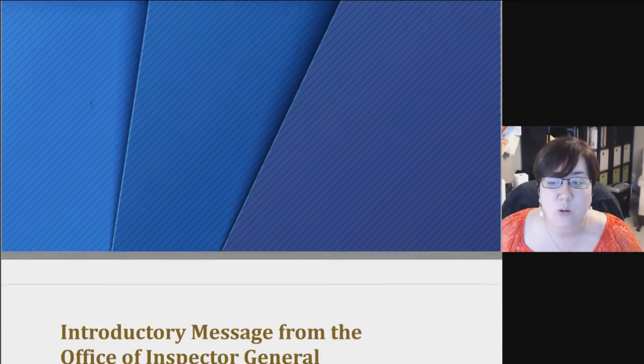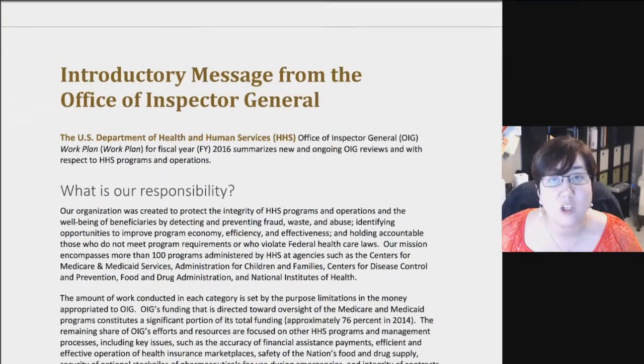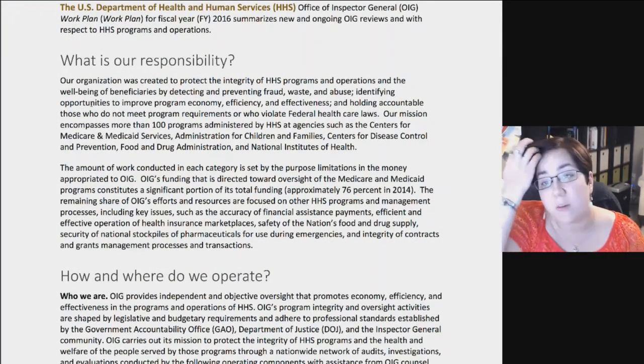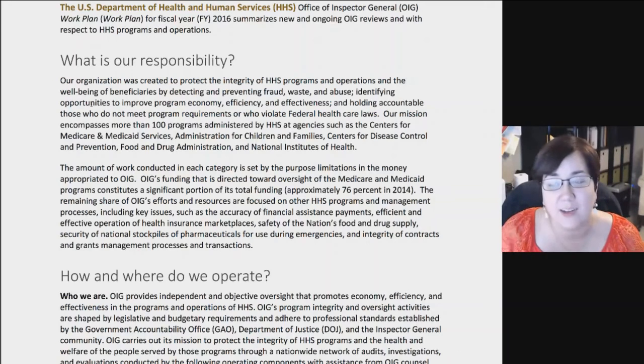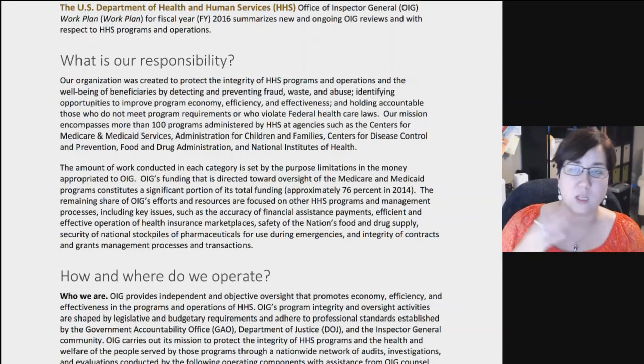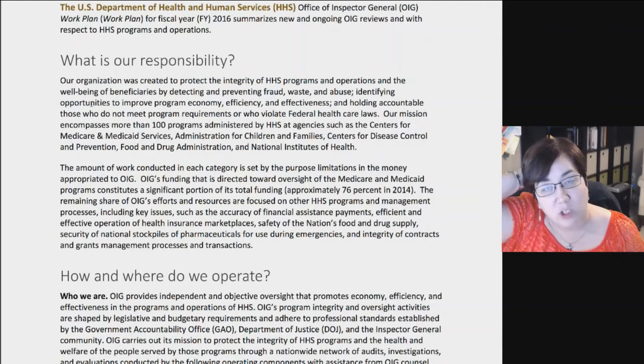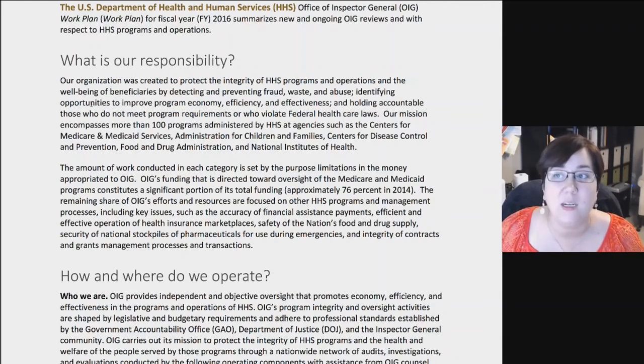And if you scroll down, you'll actually get the introductory message from the Inspector General. Yes, the Inspector General is actually a person. I know it sounds kind of funny when we think about the Office of the OIG. Mr. Levinson is actually the Inspector General. He has been for about the last 10 years, and he has a significant staff across the country that work with him to help him identify issues with some of the federal plans.